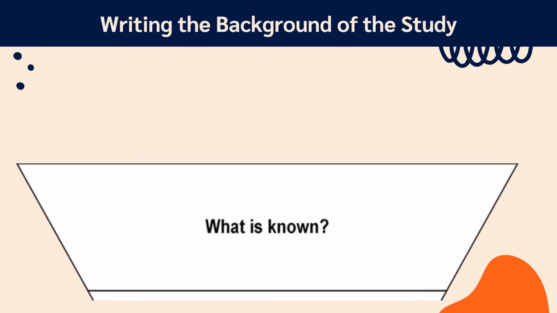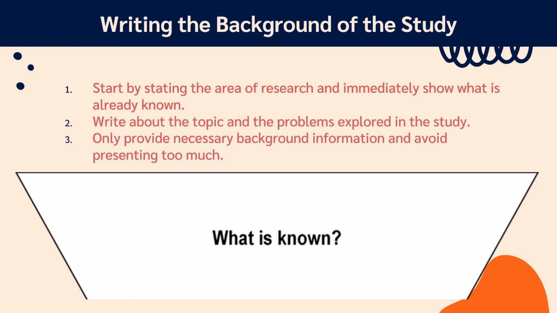The first part is what is known. You have to start by stating the area of research and immediately show what is already known. Write about the topic and the problem explored in the study. Avoid stating obvious or broad facts about the topics and focus on highly relevant information. Only provide necessary background information and avoid presenting too much. Ang goal kasi ng parting ito sa background of the study para mabigyan lang natin ng idea yung mga readers natin kung ano na ba yung mga information na already available.